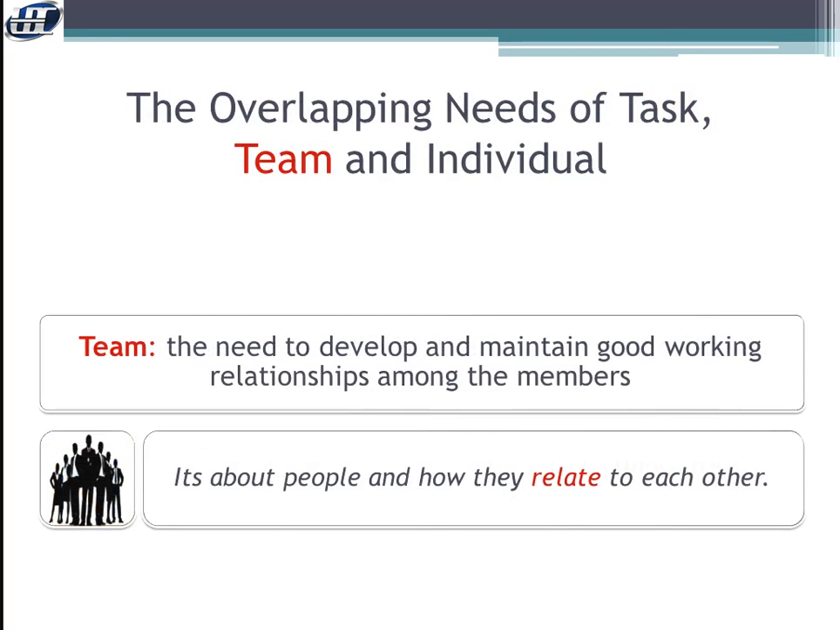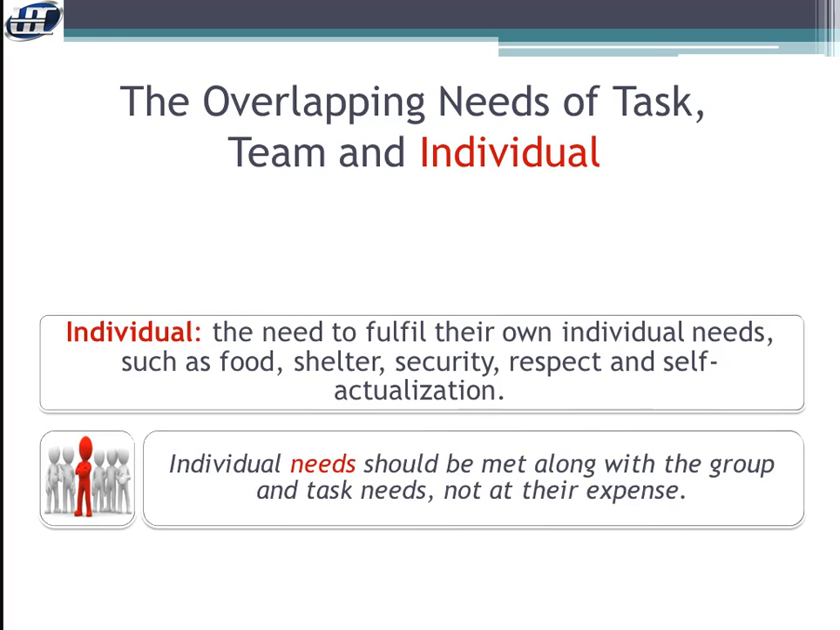For the team, the need is to develop and maintain good working relationship among the members. Otherwise, it will not move forward. So it's about people and how they relate to each other. Now for the individual, the need is to fulfill their own individual needs such as food, shelter, security, respect, and self-actualization. Individual needs should be met along with the group and task needs, not at their expense.